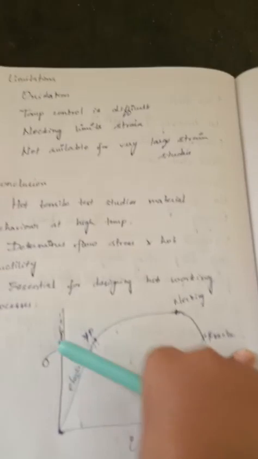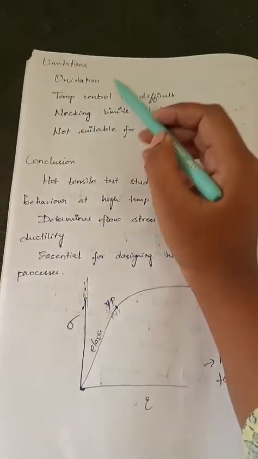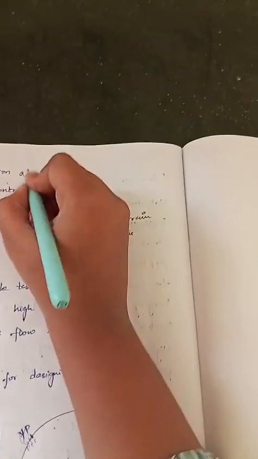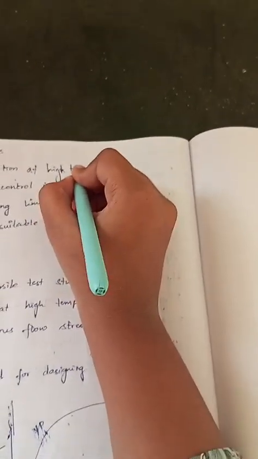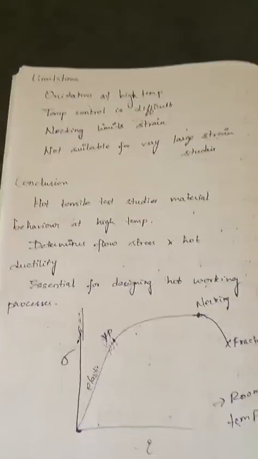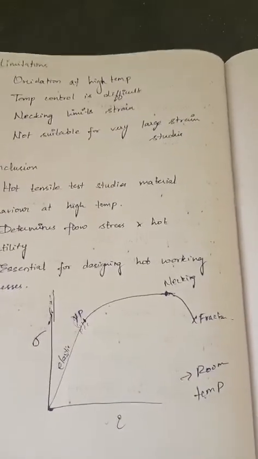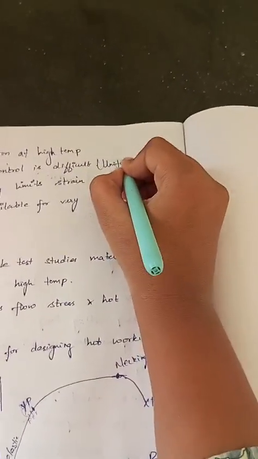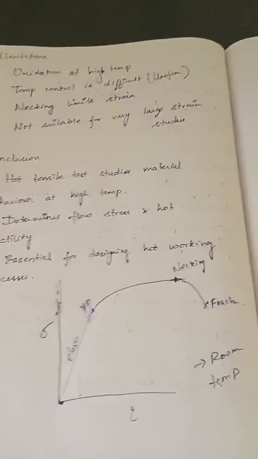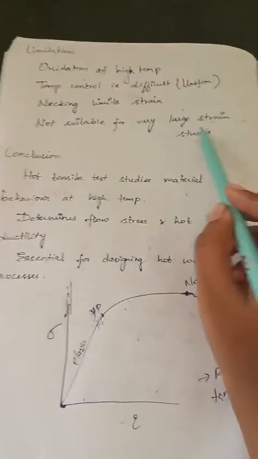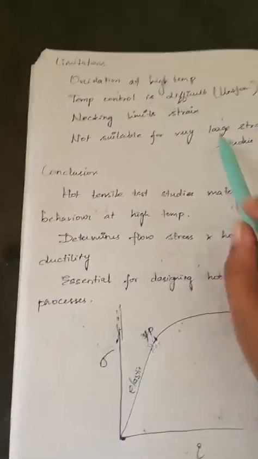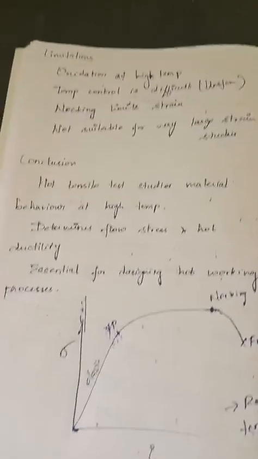What are the limitations we are going to see in the hot tensile test? First one, oxidation. The specimen should not undergo oxidation, because we are doing the test at a high temperature. Temperature control is difficult. We have to maintain a uniform temperature, and uniform temperature control is very difficult in the furnace. Necking limits strain, so it is not suitable for very large strain studies.